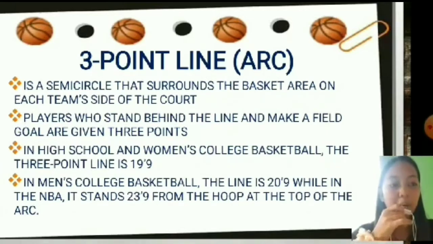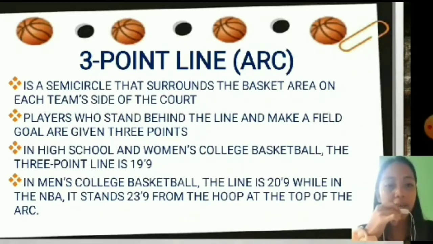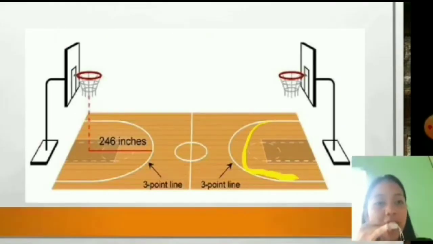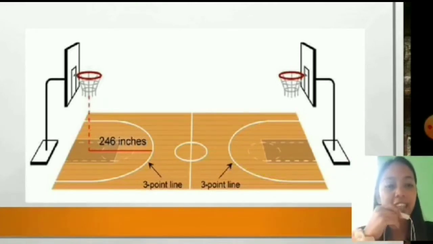But if a player shoots inside the semicircle, the corresponding points for it is only 2 points. For high school students and women's college basketball, the measurement for the 3-point line is 19 feet and 9 inches. For men's college basketball, the line is 20 feet and 9 inches, while the NBA stands at 23 feet and 9 inches from the hoop at the top of the arc. So these two semicircles here and on the other side are the 3-point line arc, in which the measurement varies depending on the players.